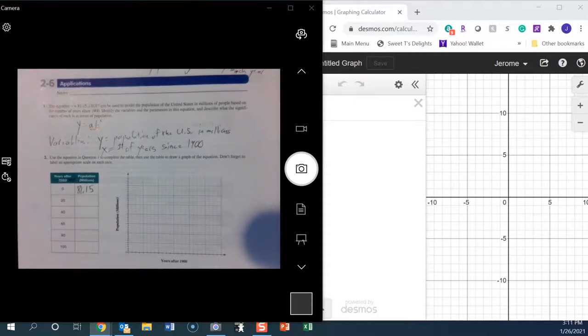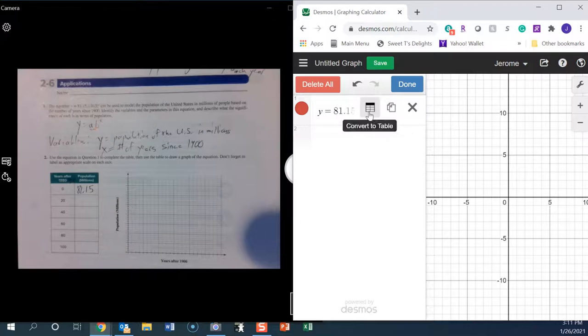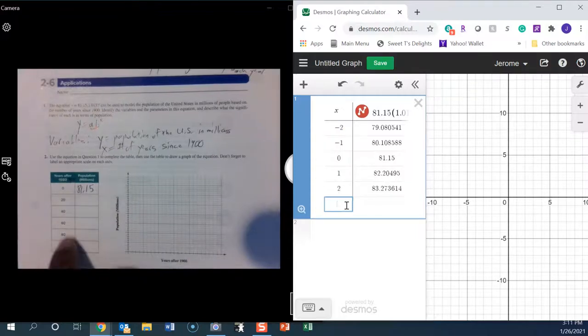So this is where we would use our Desmos calculator. You could basically type in the equation y equals 81.15 times 1.013, and we would take that to the x power. Okay, so now we have our equation. We could click on this wheel here, click on the table, and you notice here we have this table of values. So now all we have to do is type in the numbers that are shown here.